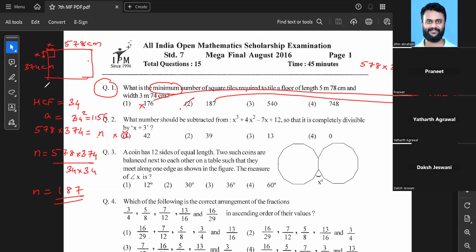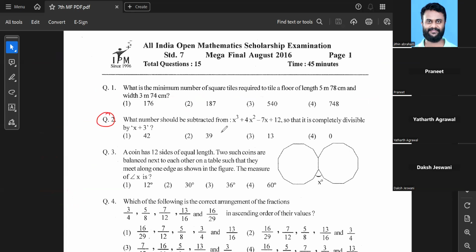Okay, so I'm erasing this. Let's go for the second problem. What number should be subtracted from the given equation so that it is completely divisible by x plus 3? I'll wait for a moment for you to try, then I'll solve this. Amol, can you mute yourself, please? Do you want to say anything? No, sir, it was my mistake.